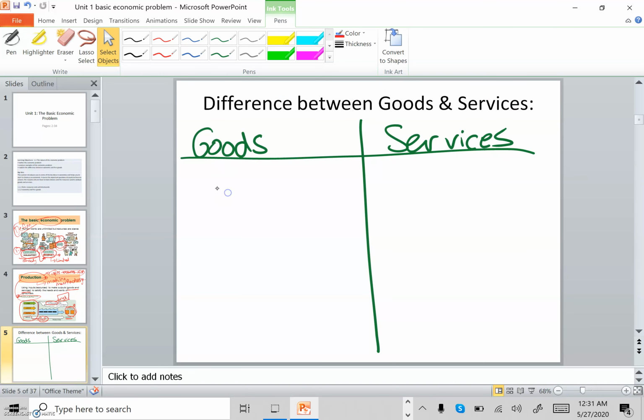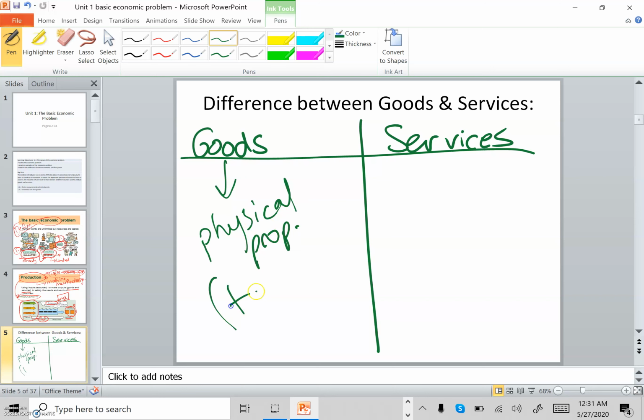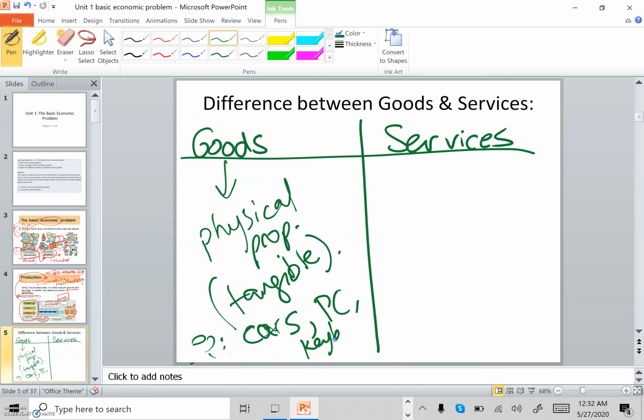Goods, they are anything with physical properties. It means anything tangible. The term tangible means we can see or touch. So, for example, if I want to give an example, I'm talking about cars. I'm talking about computers. I'm talking about keyboards. Anything that we can see or touch.